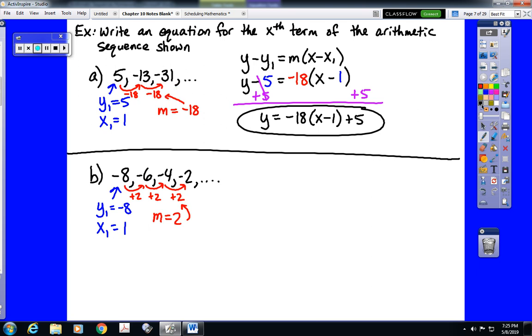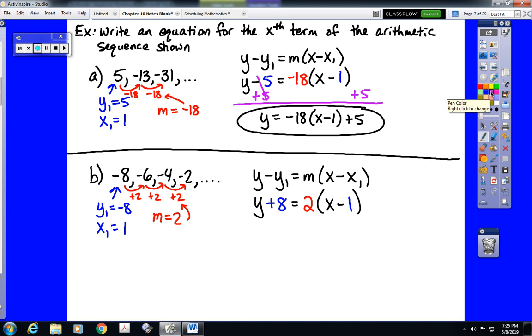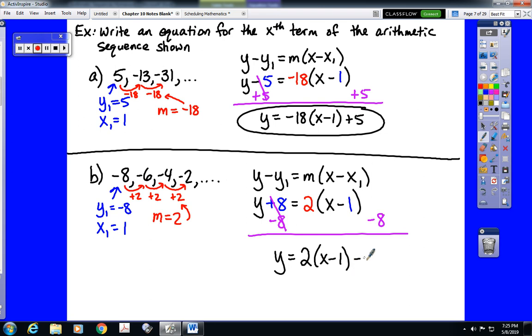Now, from there, we go to our equation, y minus y1 equals m times x minus x1. We plug in what we know. So we have y minus negative 8, so y plus 8 equals our slope, our common difference is 2, times x minus the term number of negative 8, which is the first term, so 1. Again, technically that is the equation, but I would like it to be in a very specific format. I would like you to move the 8 to the other side, giving me the equation y equals 2 times x minus 1 minus 8.